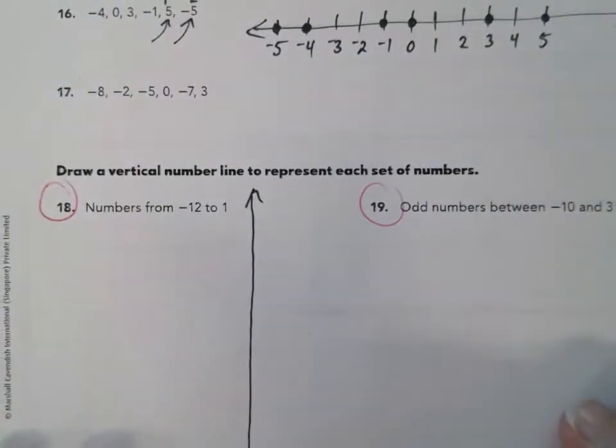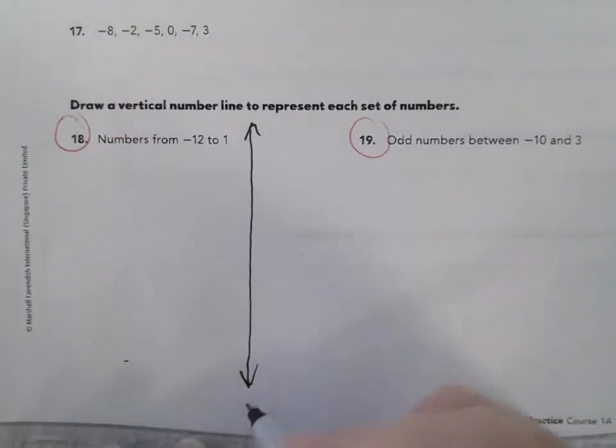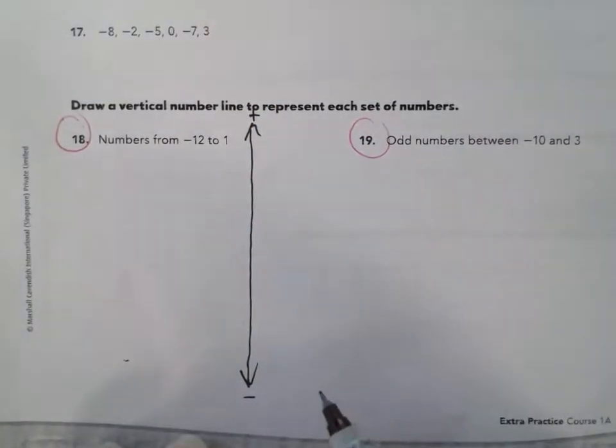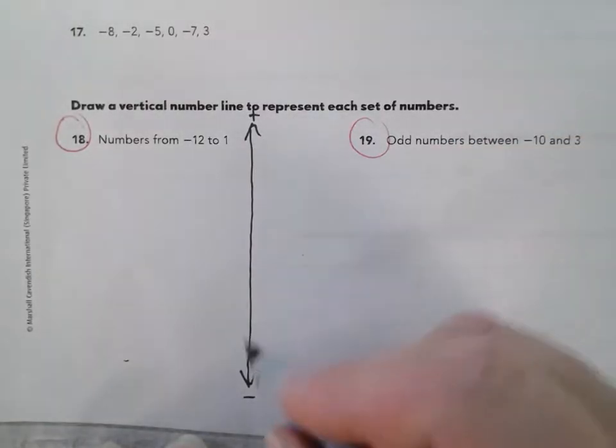Well, which way are my negatives? Hopefully you remember that negatives are near the bottom. So I'm actually going to show myself a negative down here. And positives are moving towards the top. Well, if I write pretty small, I could count by my negatives here, and I could get from negative 12 to positive 1. Let's give it a try.